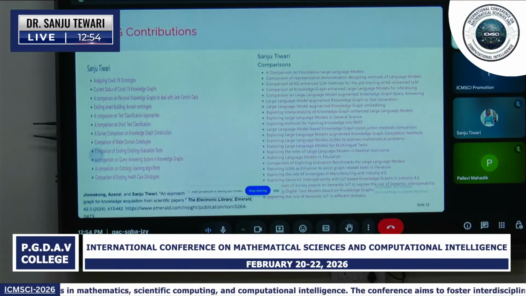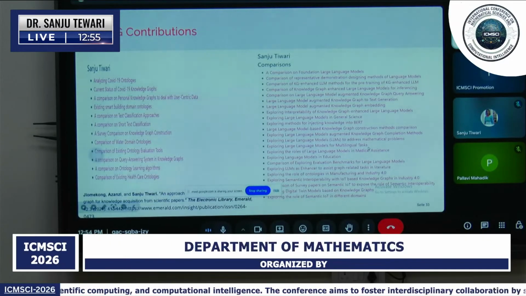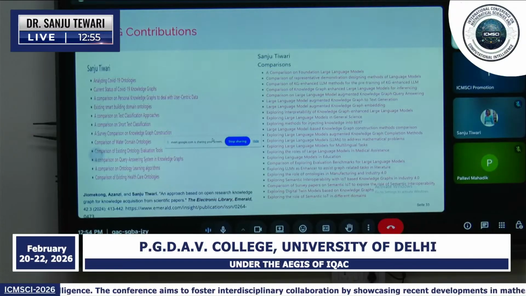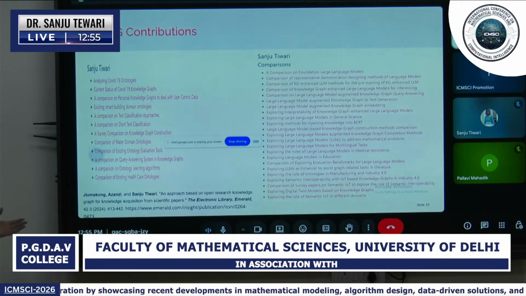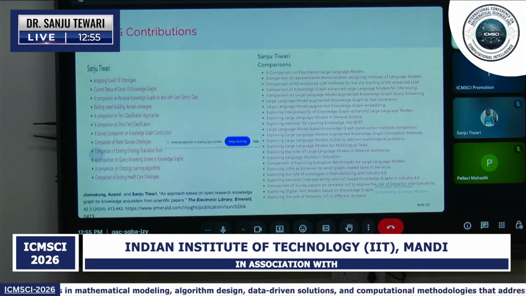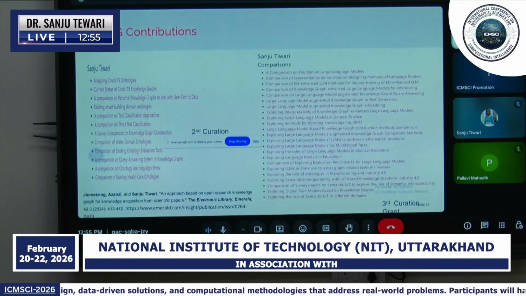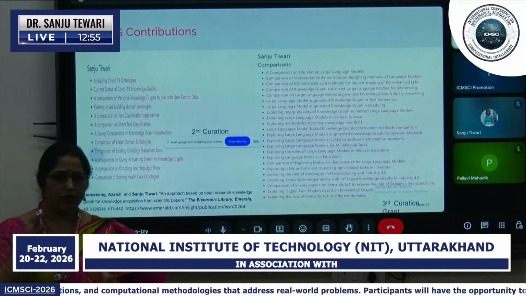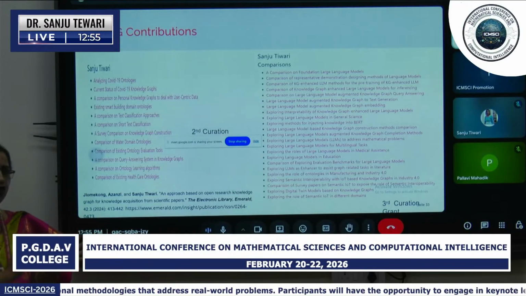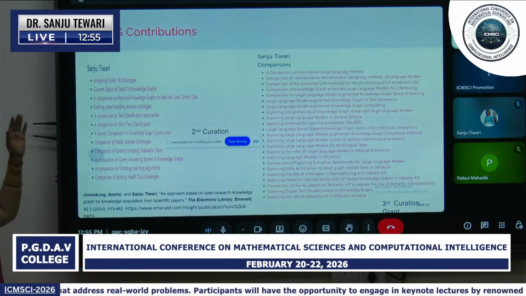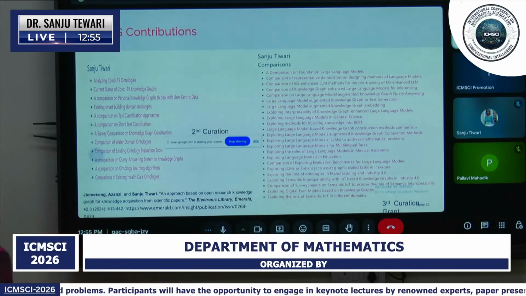These are some of my own contributions, where I prepared comparisons in 2023 and 2024, and this is one of the publications that I have done with the electronic library. We have published. And there are some grants every year. They open some grants. So in 2020, during my postdoc, I was in this curation grant, and at that time I did this one.